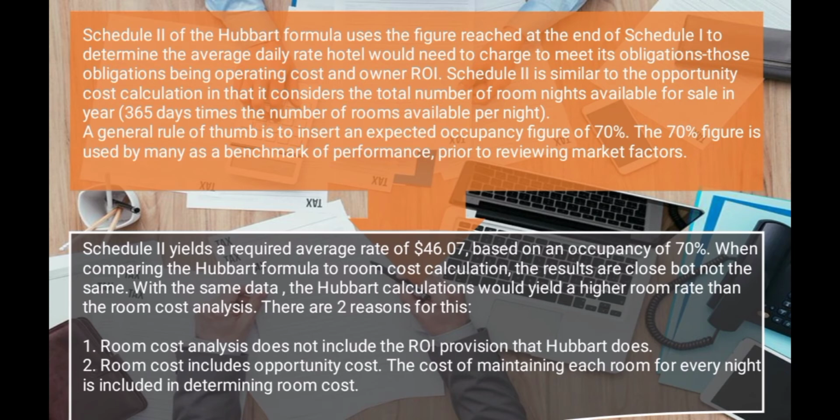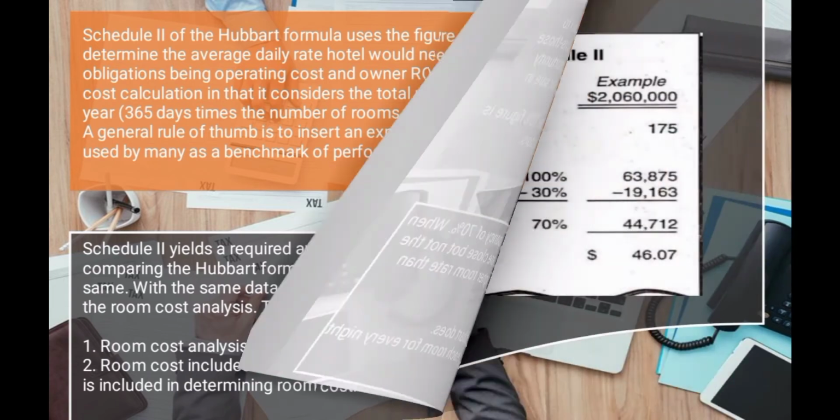Schedule 2 is similar to the opportunity cost calculation in that it considers the total number of room nights available for sale in a year, which is 365 days times the number of rooms available per night. A general rule of thumb is to insert an expected occupancy figure of 70%. The 70% figure is used by many as a benchmark of performance prior to reviewing market factors.